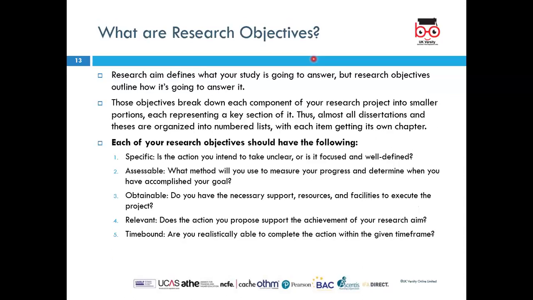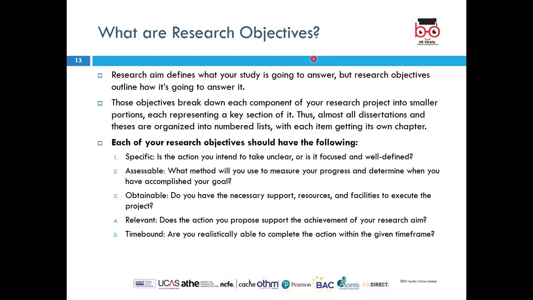Research objectives are a bit different. They define what your study is going to answer. The aim answers what your study question is, but the research objectives outline how you're going to answer it. So those objectives break down each component of your research project into smaller portions, each presenting a key section of it. So almost all dissertations and theses are organized into numbered lists, and each item gets its own chapter.